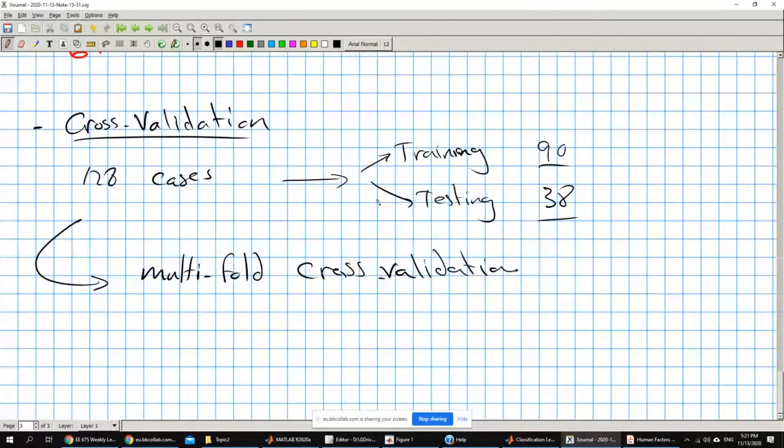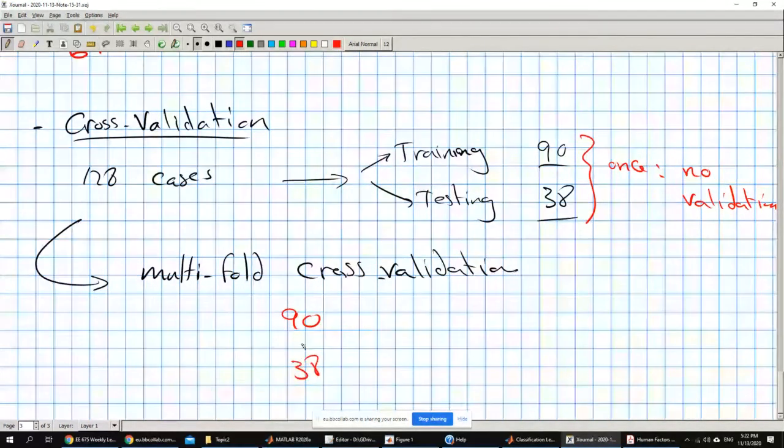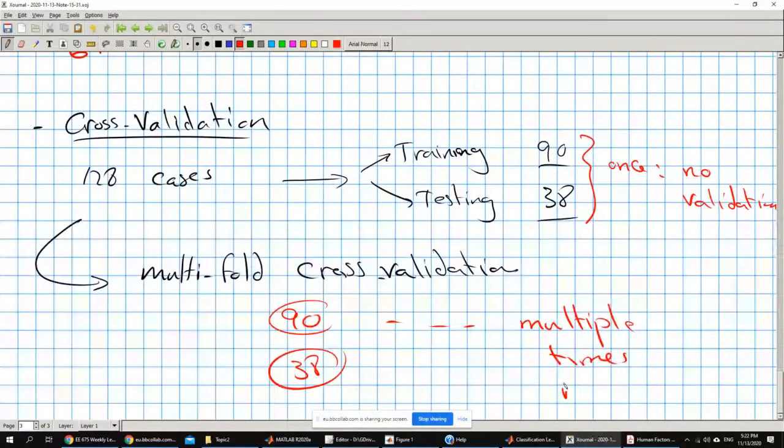This is actually what we did here. If we do that once, you call it just no validation. If you do multifold cross-validation, then you keep the division as 90 and 38, but you repeat that 5 times or multiple times, with random distribution, meaning randomization of cases.